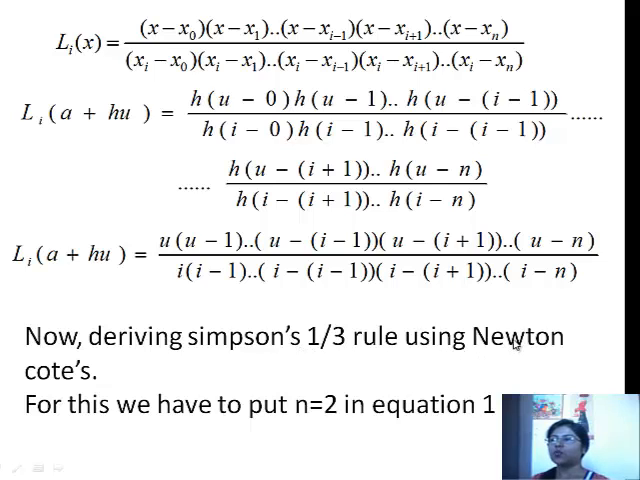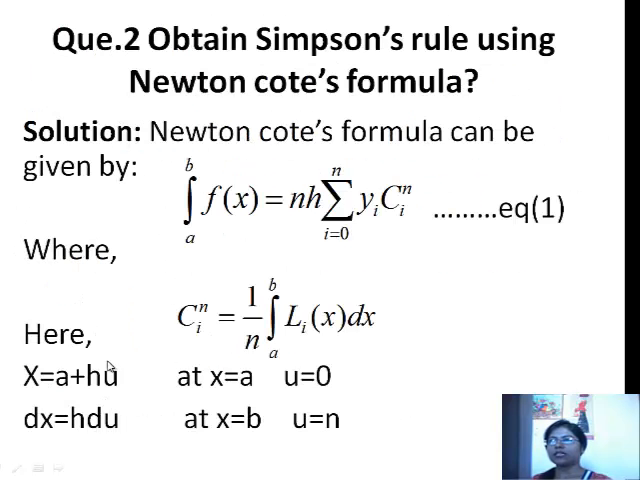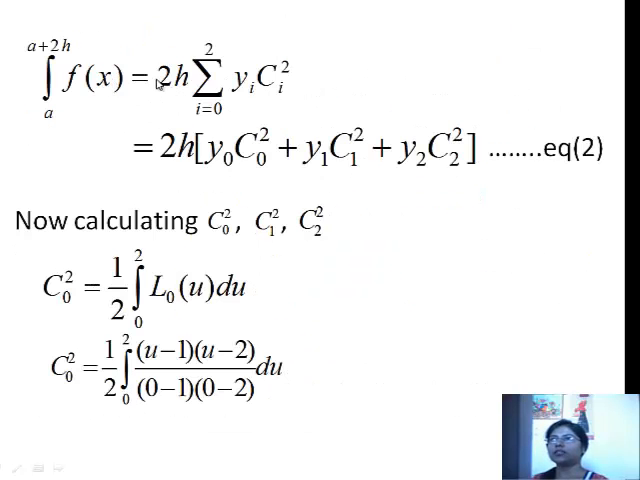Now deriving Simpson's 1/3 rule using Newton Cote's. For this we have to put n equals 2. So when we put n equals 2, the integration changes from a to a plus 2h, like you can see here. If we put n equals 2, b has been changed to a plus 2h, so this integration now changes to 2h summation of yi ci square, where i is from 0 to 2. So the equation changes in this form, and this is our equation 2.